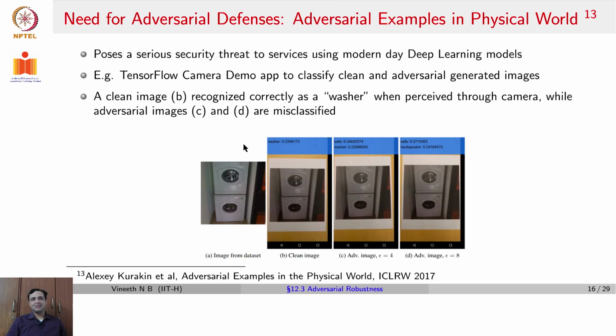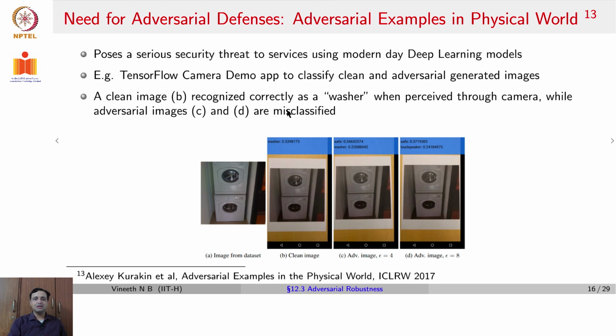We now come to the other side of the story. So far, we have seen several methods that perform adversarial attacks. Now we'll talk about a few methods that try to defend deep neural networks against adversarial attacks. Why do we need this? Adversarial attacks pose a serious security threat to services that use modern deep learning models.